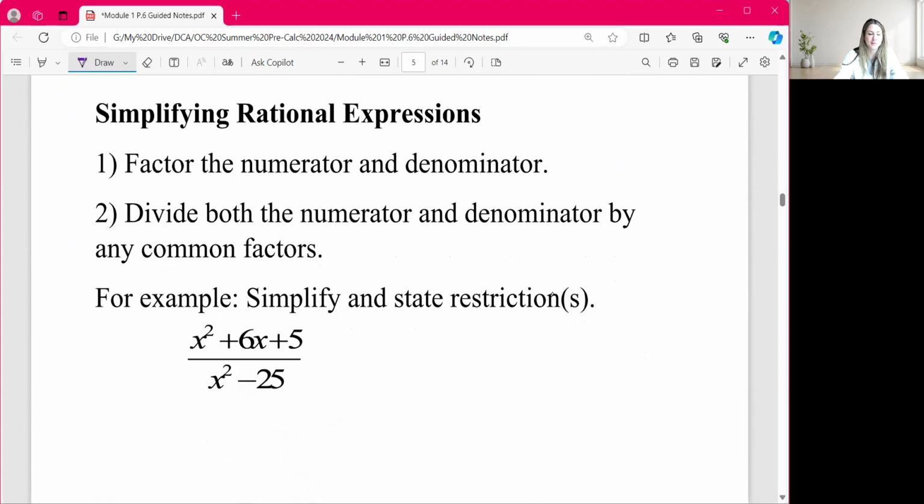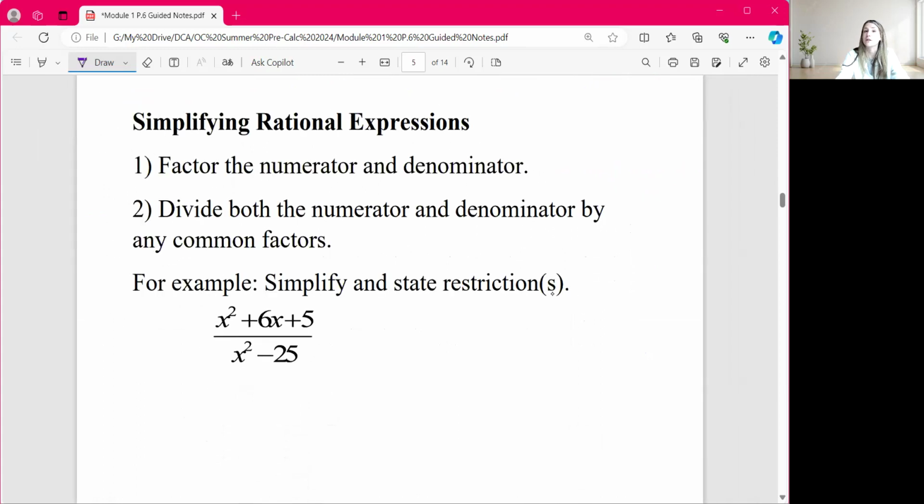Let's check out now simplifying rational expressions. So in order to simplify rational expressions, we're going to follow these steps. First thing we want to do is factor the numerator and denominator. And then we are going to divide both the numerator and denominator by any common factors. That means we're going to do a lot of canceling out. And then we have to remember also to state the domain. And we need to state the domain before we cancel out any common factors.